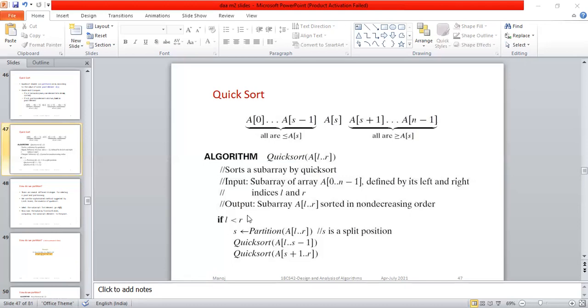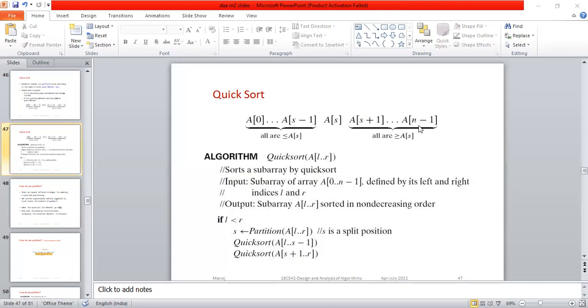If left is less than right, partition A of L to R. Okay, so you have to partition A of L to R, starting from first up to last. While partitioning, you see pivot element can be any element. So what is the pivot element? Middle element, it is A of S for now. Okay, so left will start at 0, L to S minus 1 and up to S plus 1 to R.